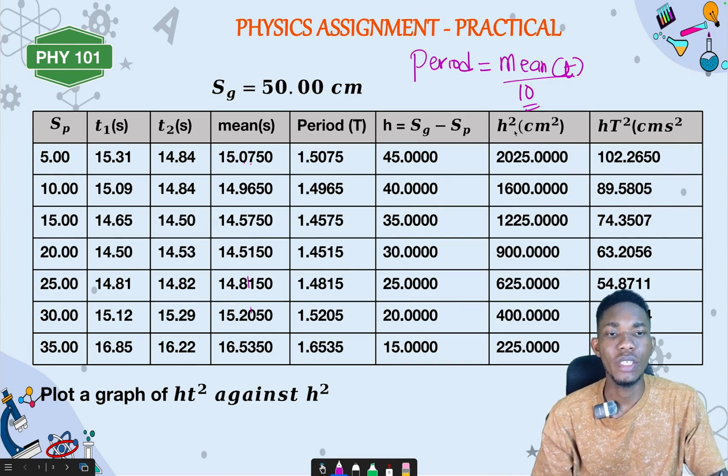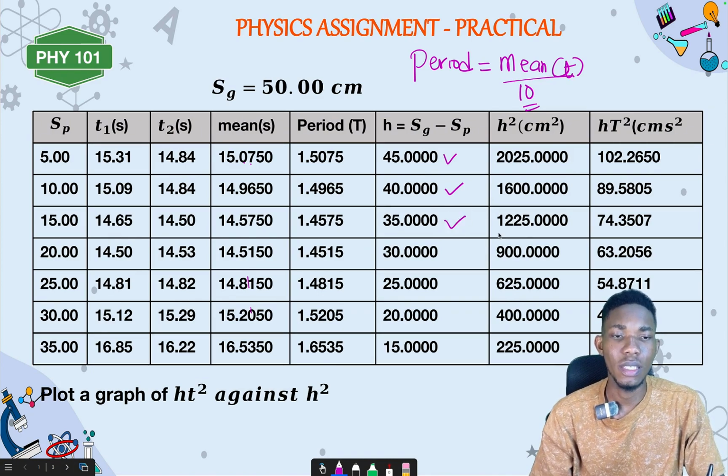Then you have H square. How do you get the H square? What you have here, each of them, square them. So 45 square is going to give us this. 40 square is going to give us this. 35 square is going to give us this to 4 decimal places. And then this one will give us this. This one will give us this. 20 square will give us 400, and 15 square will give us 225. So that was how this particular one was gotten.